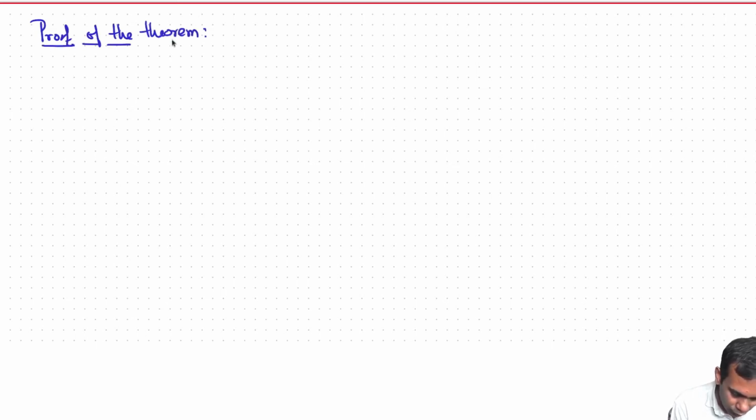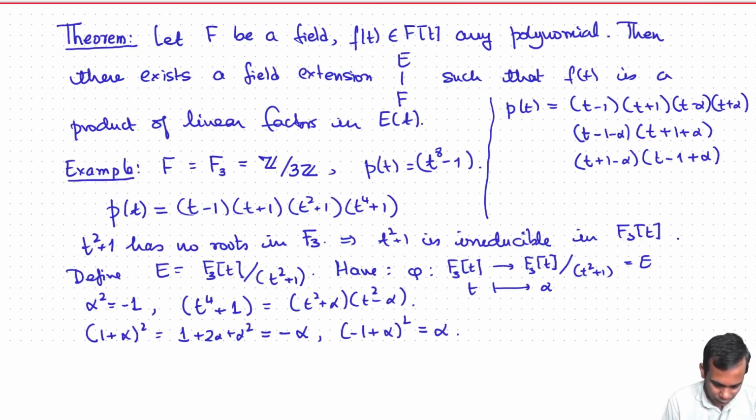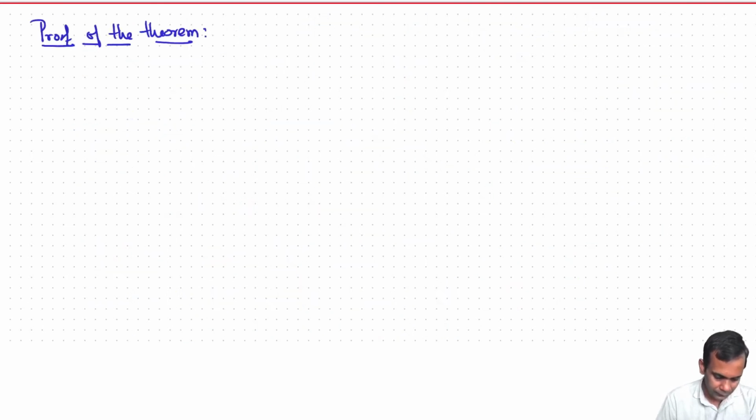Well, before we go to the proof of the theorem, let's just go back and take a look at the statement of the theorem. So the theorem says that if F is any field and little f(t) is any polynomial with coefficients in the field F, then there exists an extension E over F such that the polynomial f(t) is a product of linear factors. Okay, so you have a complete factorization of the polynomial in the field E. And so the proof of the theorem is by induction on the degree of f.